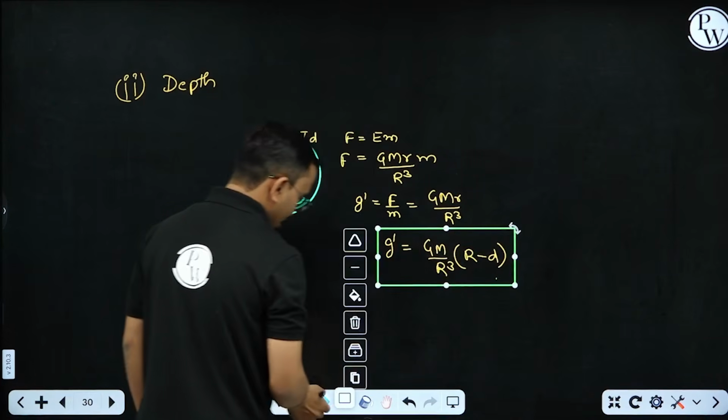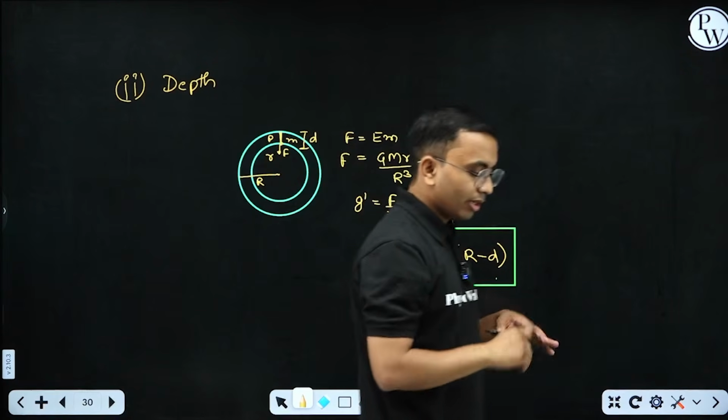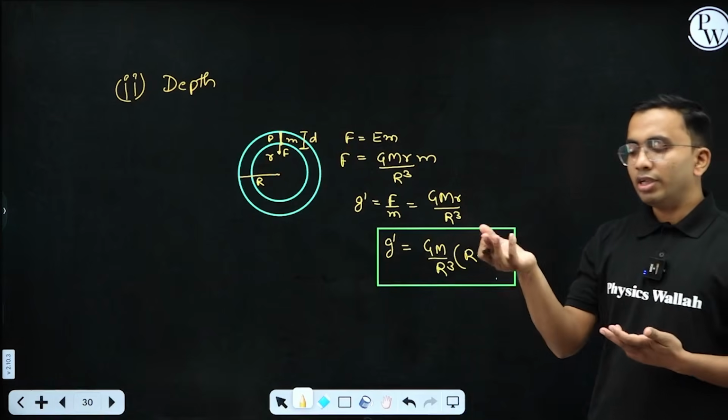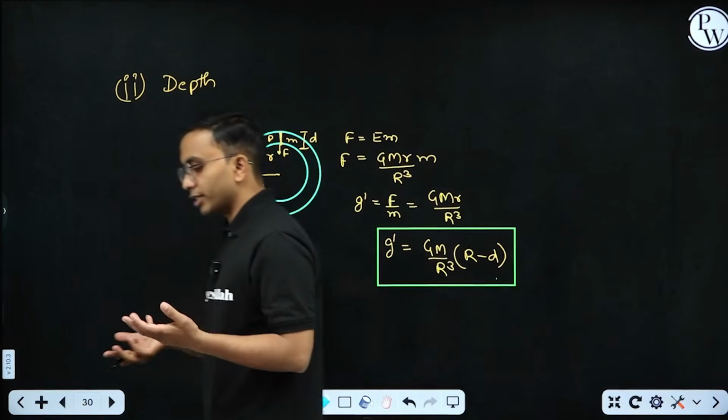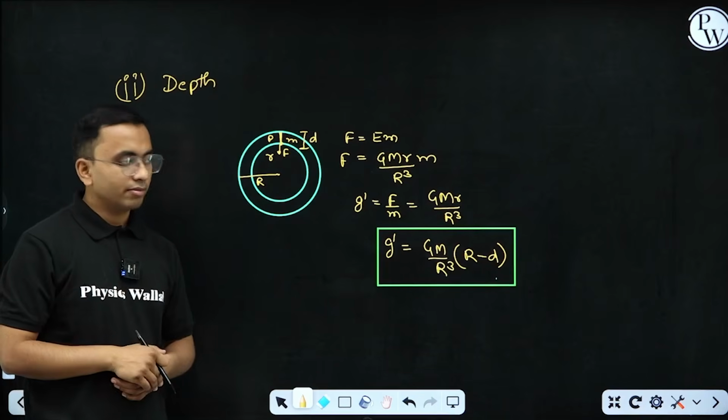Keep this expression in mind, and to remember it, you can take a solid sphere. You know the field at a certain distance inside the solid sphere, that is G M r by R cubed, and put r equals R minus d. That's all.